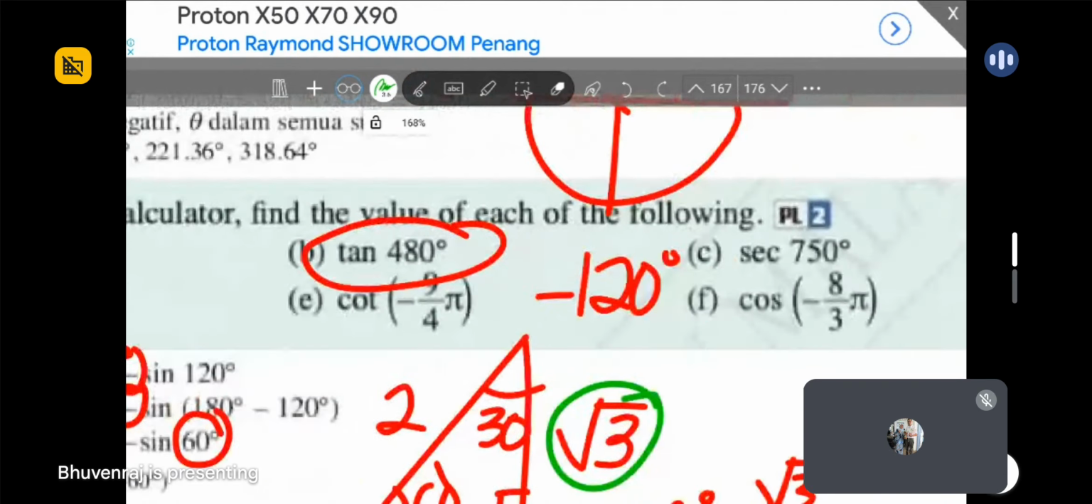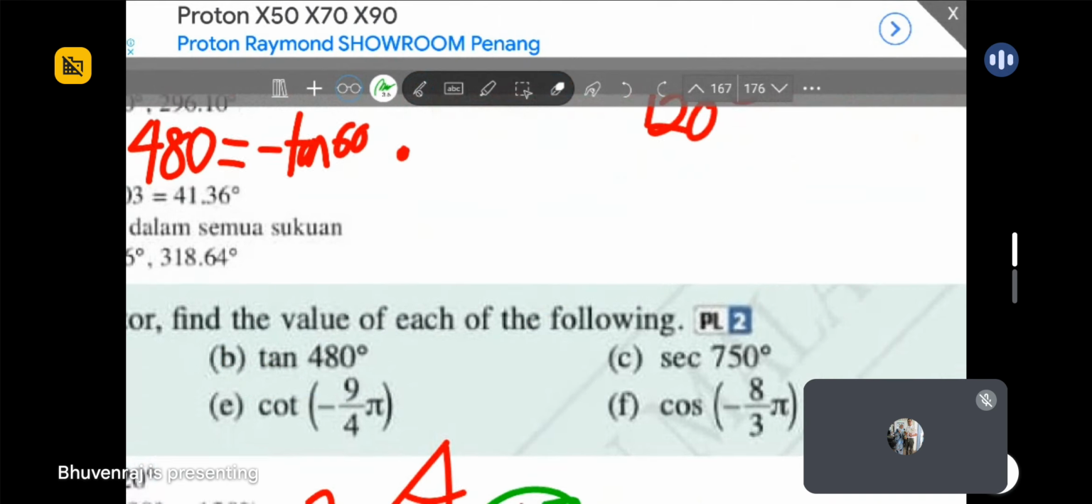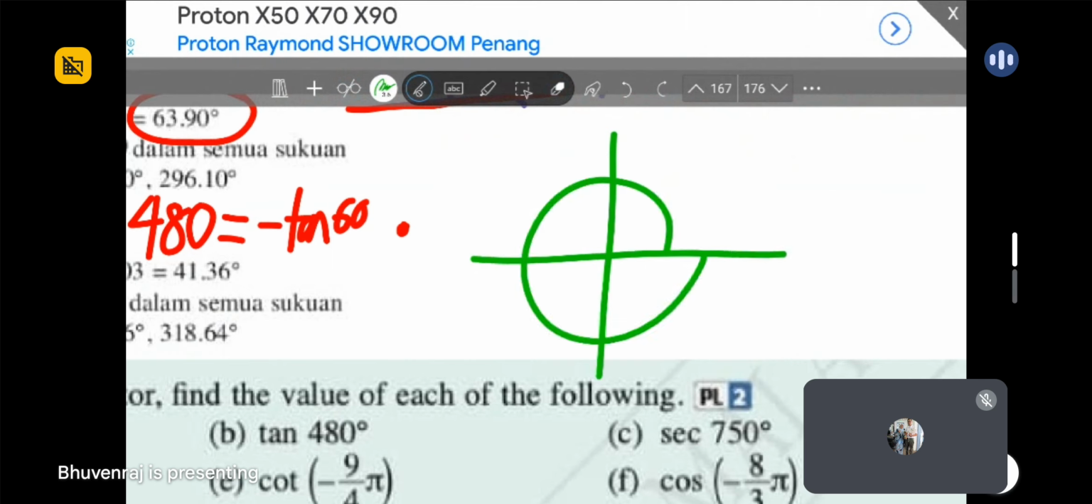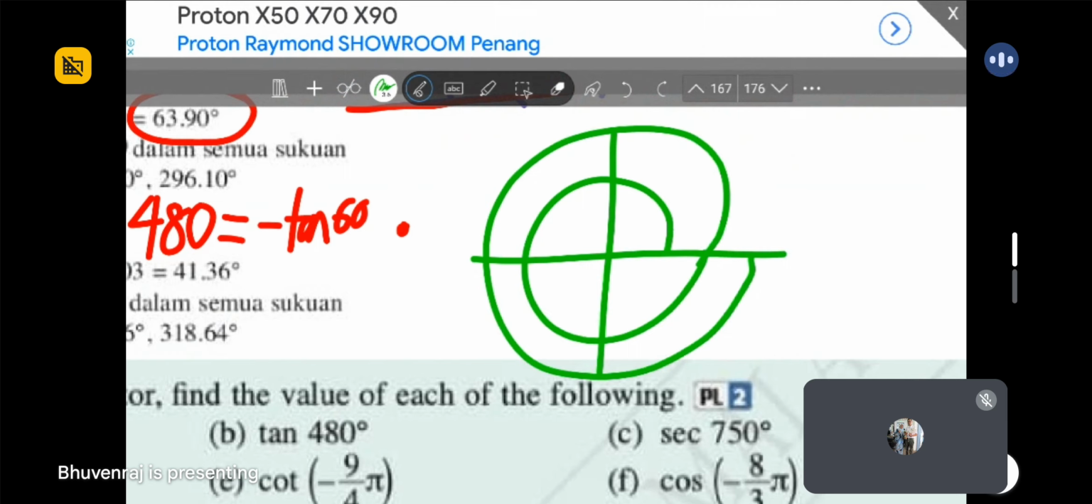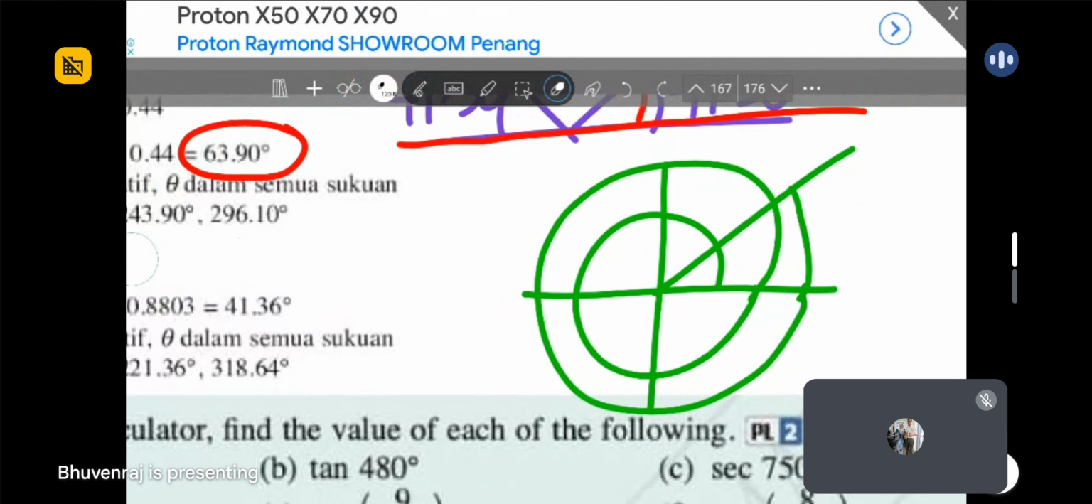Next one, secant 750. For secant, don't worry, you can also use the quadrant. Just draw it back. 2 cycles, total is 720, 360 plus 360, 2 complete cycles. So you have an extra 30 over here. 30 is quadrant 1. So guys, secant in quadrant 1, positive or negative? This one you guys don't know, right? No worries. We have a formula, right?